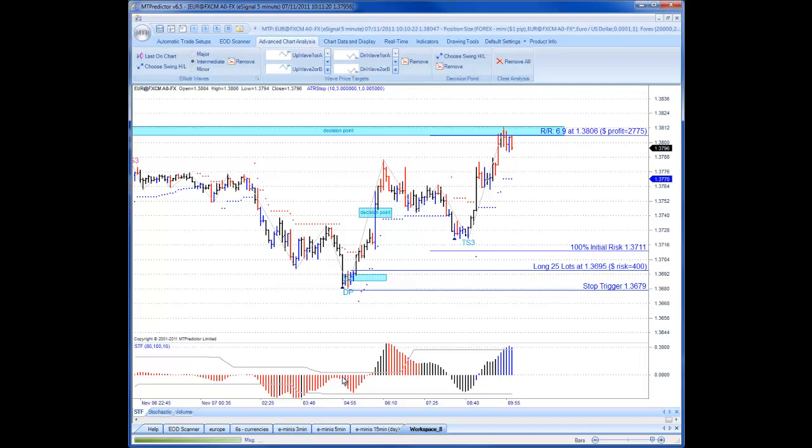So that's a good indication of how the STF can be used by, we'll say, the newer MTPredictor traders, but when you become more advanced, take your stabilizers off. You can then use the more advanced techniques in the software, which are the DPs and WPTs, and as such get far more trade setups like this particular one here.